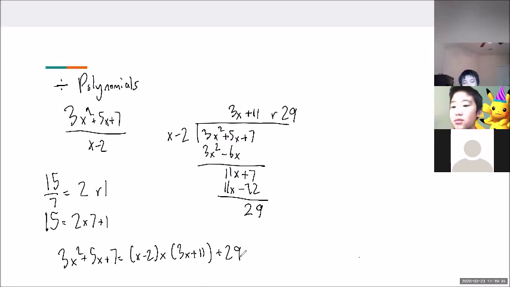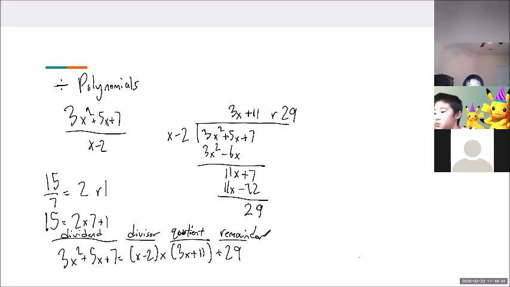And this is basically what you're dividing. This is the dividend. It's just a review of some basic terms. This is the divisor because you're dividing by it. And this is the quotient. And this is the remainder.